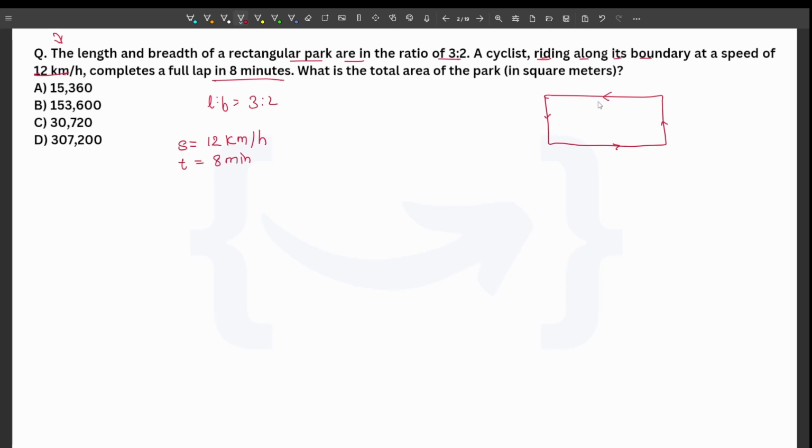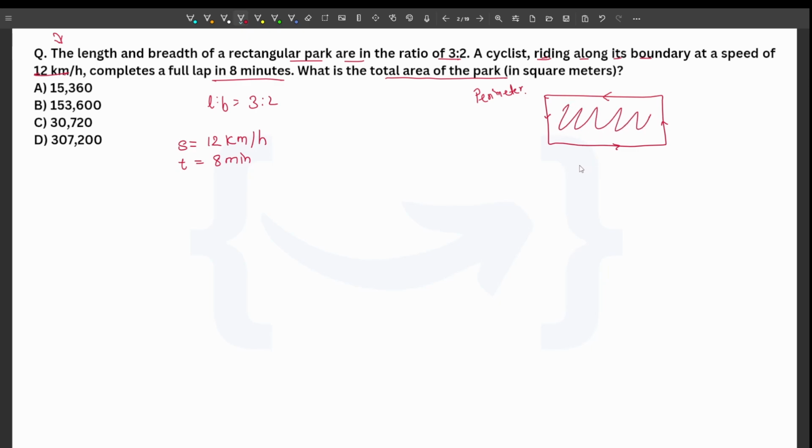Now, the cyclist is riding on the boundary, which means it is somehow denoting perimeter. Okay, I got the intuition about the perimeter. Let me read the rest. What is the total area of the park? So we need to find the area of the park.